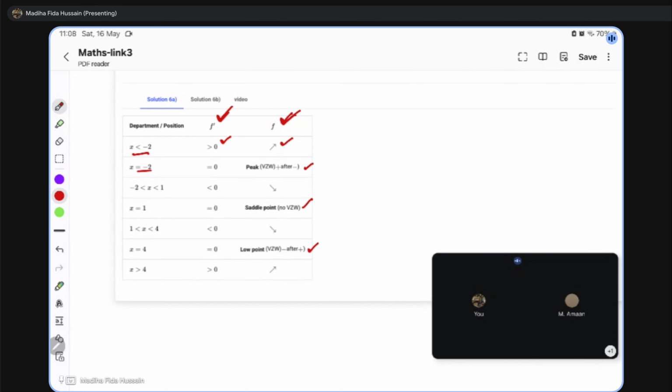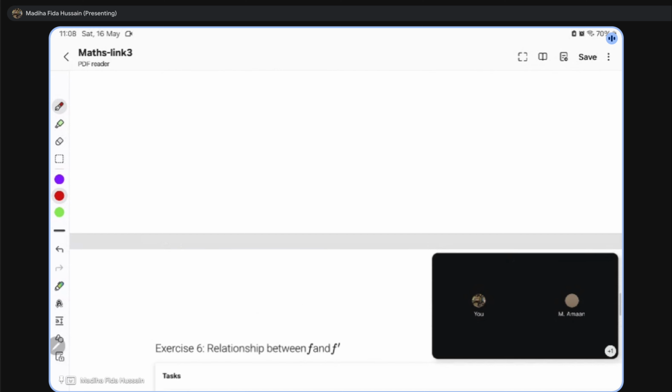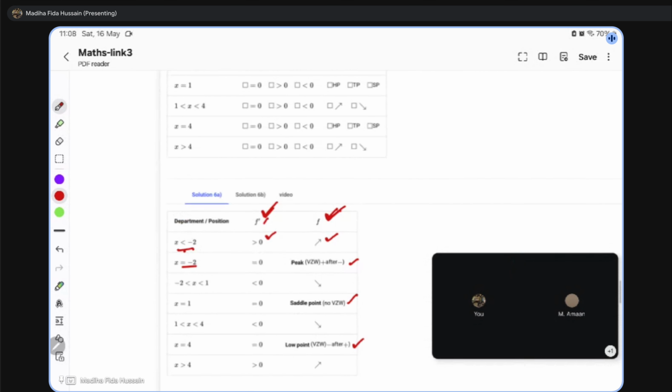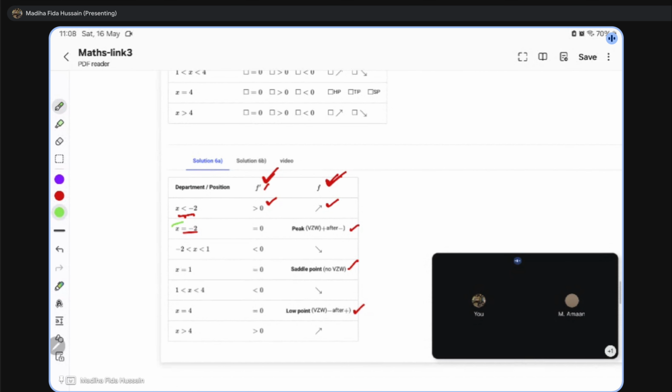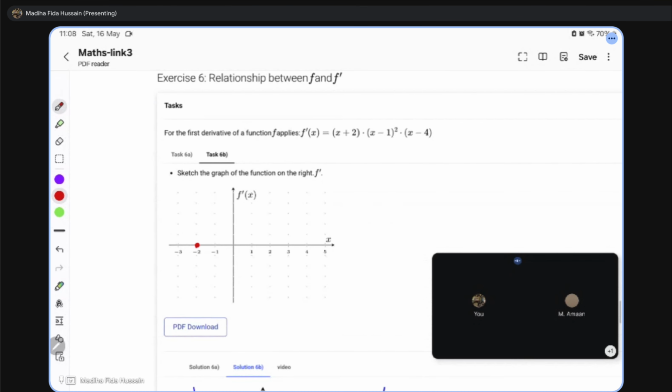But whenever you are doing f', they are saying that for x less than -2 your function is 0. First of all you have to see what the zeros are. Basically zeros are where the answer is zero. These are the zeros where f' is 0. So you have to plot -2, 1 and 4 on the graph, because these are the zeros. It's 1, not -1. So -2, 1 and 4, these are your x-intercepts.